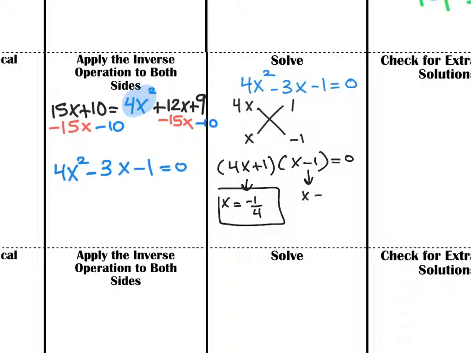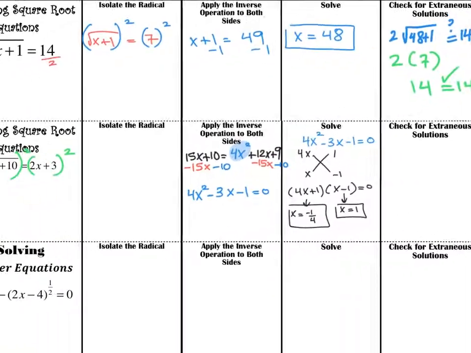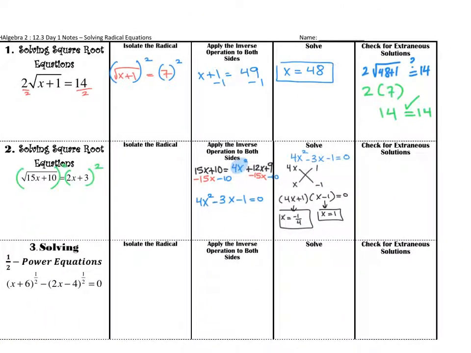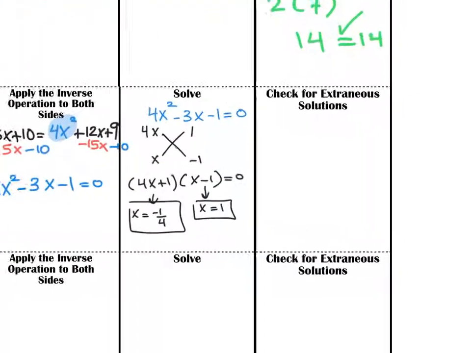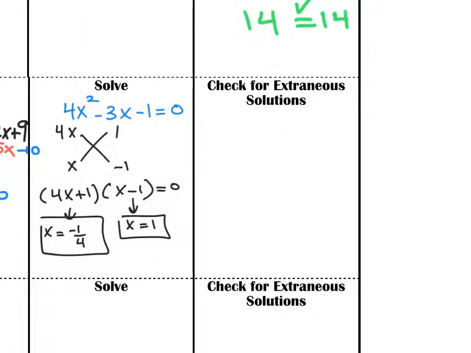So the first solution is going to be negative 1 over 4 and 1. Now remember, you have to plug them back in to see if they work. Maybe both of them will work. Maybe none of them will work. Maybe one will work. So you have to double check by plugging them in. So let's go ahead and start by plugging in 1 first. So always check for extraneous solutions.